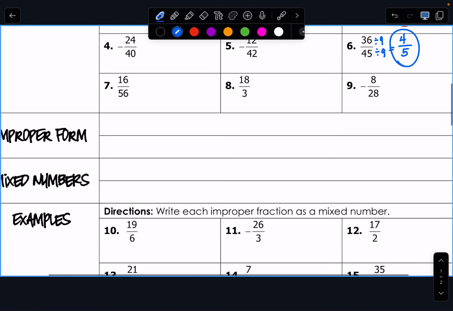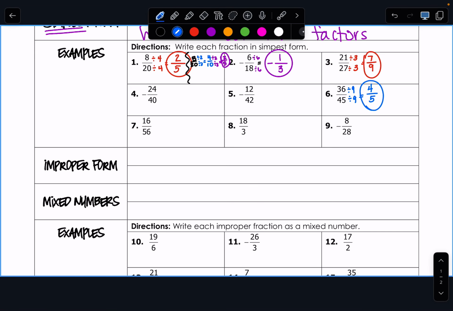Okay. Now, improper form. Can anybody raise their hand and tell me what it means to be an improper fraction? Rhea. It's like when the numerator is more than the denominator. The numerator is bigger than the denominator.